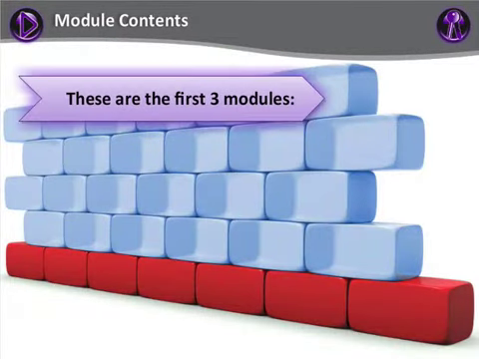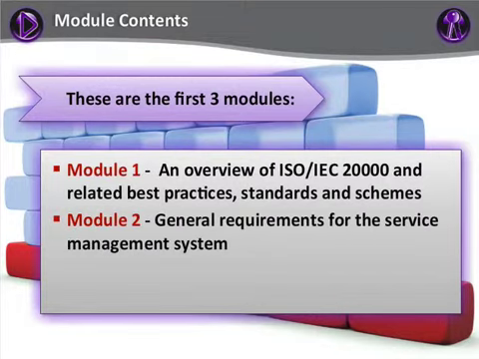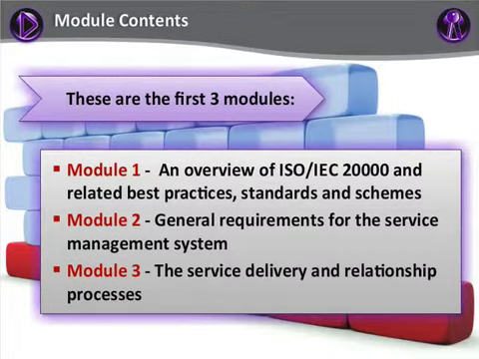You can see the first 3 modules here. Module 1. An overview of ISO 20000 and related best practices, standards, and schemes. Module 2. General requirements for the service management system. And Module 3. The service delivery and relationship processes.